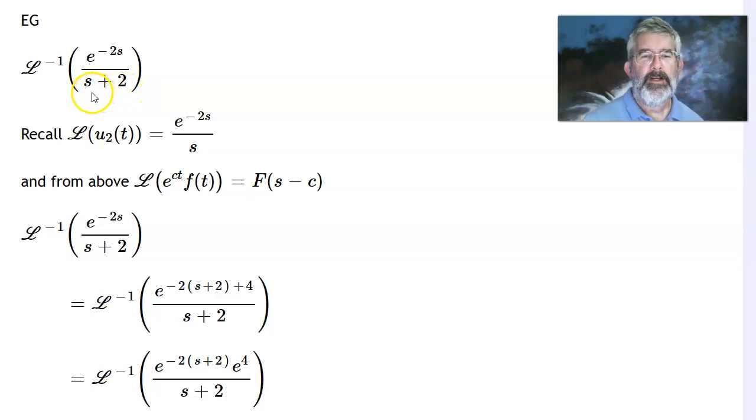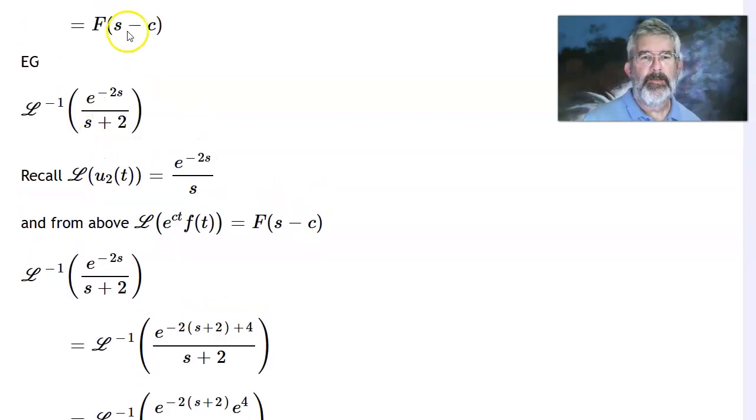Just back up here, these are all s minus c's, and this is an s plus 2. So this is s minus negative 2, right? So there's apparently a shift of negative 2 here. But the s on the bottom is an s plus 2. The s on the top is not an s plus 2. Where the theorem says that this is f of s minus c. This is just the theorem from above. All of the s's have to be replaced by s minus c's.